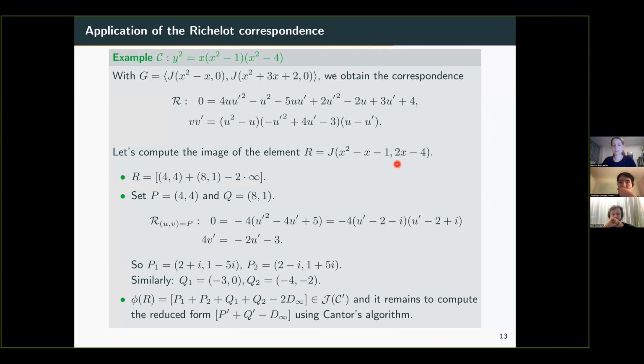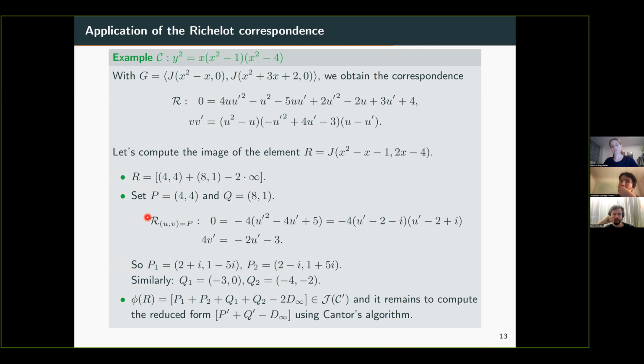So these are the x coordinates, and then you can compute the y coordinates by plugging this into this polynomial here. So what we find is that our divisor R is of the form (4, 4) plus (8, 1) minus 2 times infinity. And now we compute the points P1 and P2 that correspond to P under the Richelot isogeny.